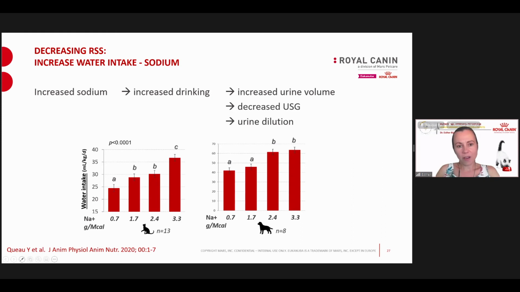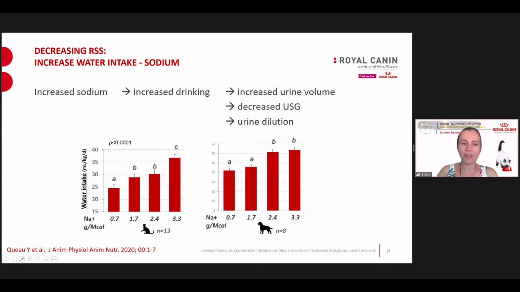But of course, there are also other nutritional solutions, right? Monkeys, for example, so those animals that just won't eat anything but kibbles. If you increase sodium in the diet, then you will increase the drinking and you actually increase the urine volume, decrease the USG, and you cause urine dilution.